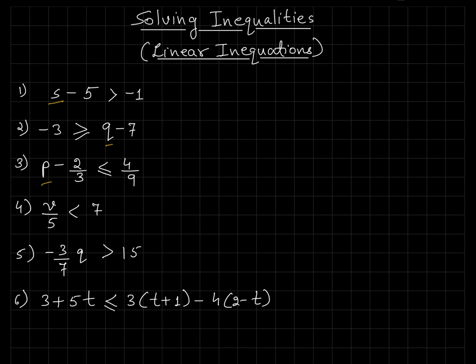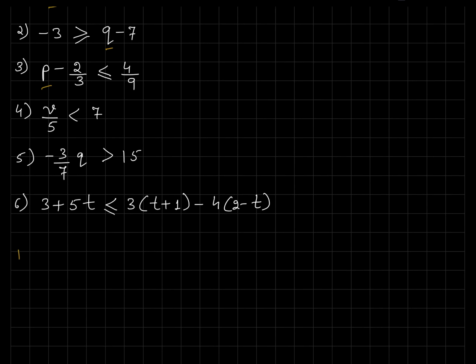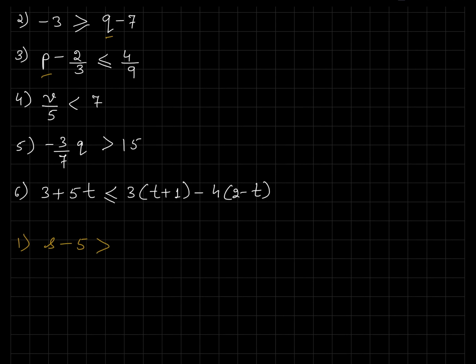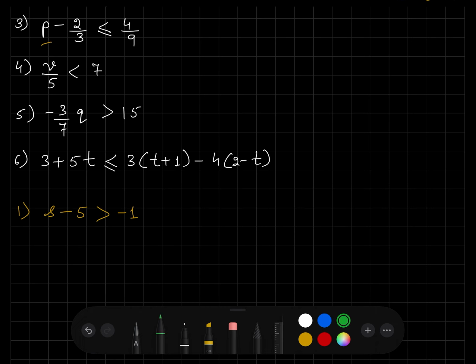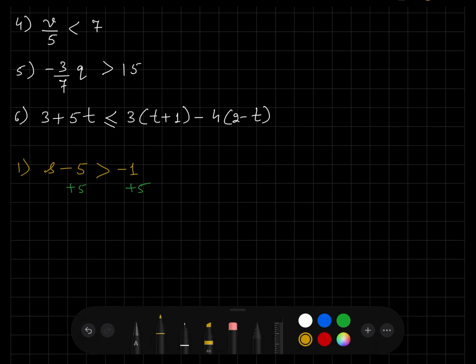So let us take the first example, which is s minus 5 greater than negative 1. Let's rewrite here: s minus 5 is greater than negative 1. First thing we need to do is the balancing method. I can write plus 5 on both sides, so I will be left with s is greater than negative 1 plus 5, which is positive 4.